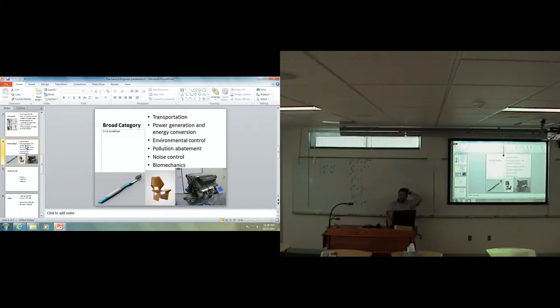And it's a broad category, is maybe obvious to people, maybe not. So you give some examples. A toothbrush is something that could easily be designed by a mechanical engineer, furniture, and an internal combustion engine. You could also throw up here a cruise missile. You could throw up here all kinds of things that mechanical engineers work on. They do lots and lots of different things. Stealth fighter, whatever you want.